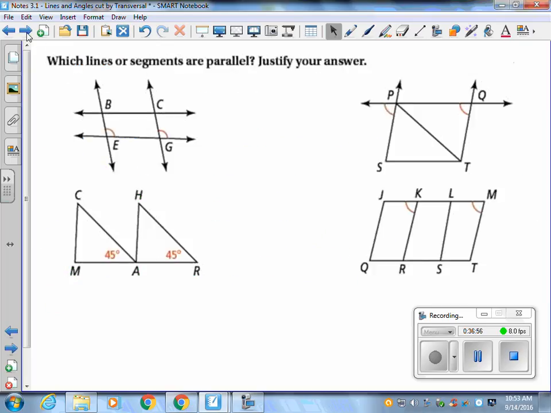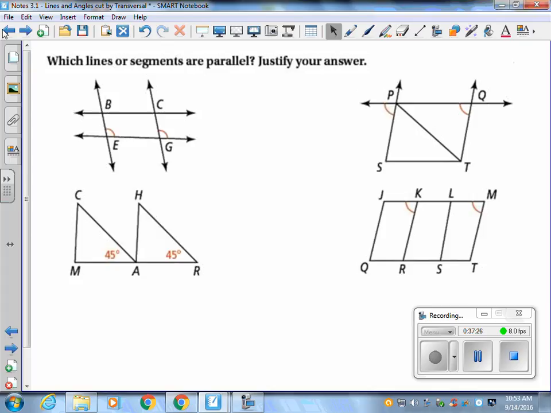So I think this is our last slide, yes. On this last slide, all you have to do is, let's just do this orally. You don't have to write this down. All we're going to look at is which lines or segments are parallel, and justify your answer. This is like a backwards perspective. I'm telling you these two angles have a relationship. If we know what it is, then we can say the lines are parallel.